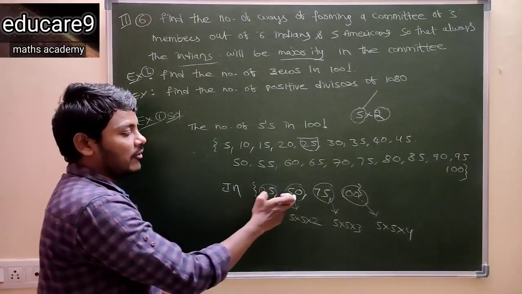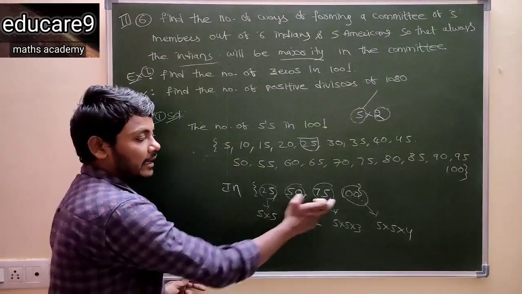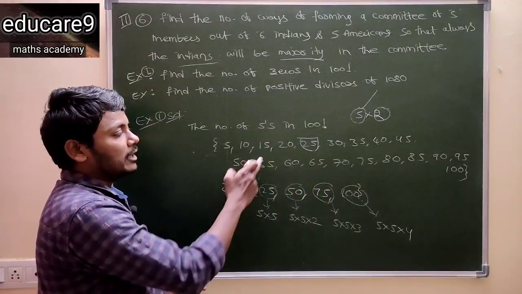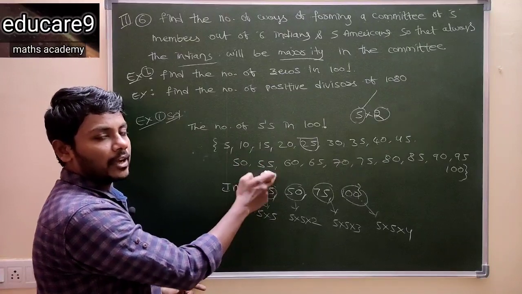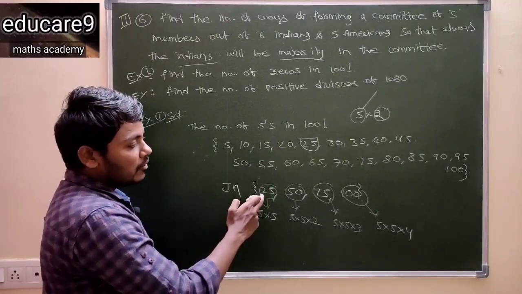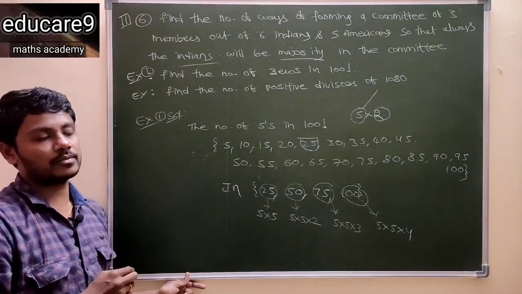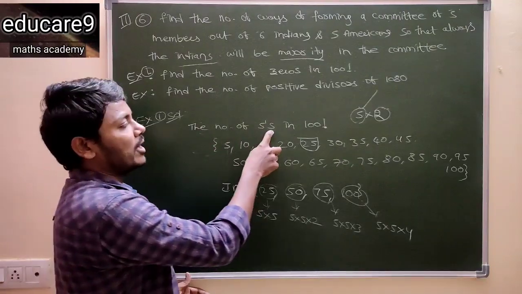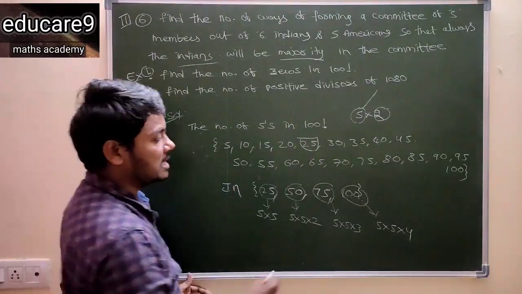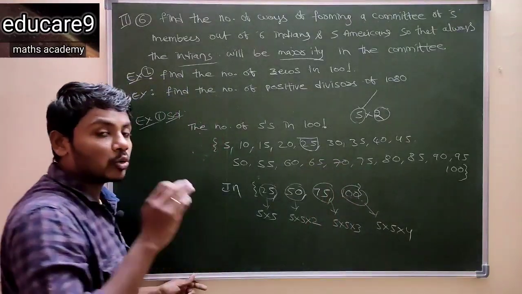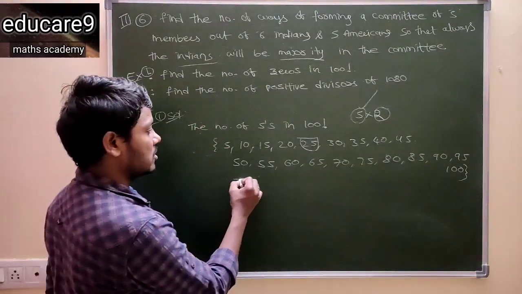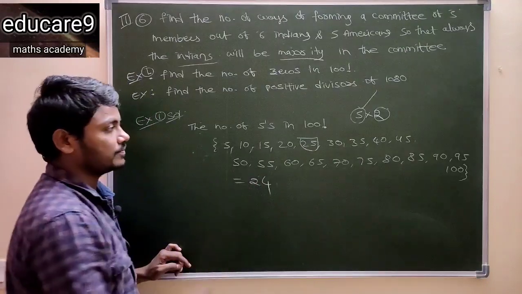Means the total number of 5's is 8 5's. So clearly, a total of 20 5's, and in 4 numbers the 5's are repeated twice. Therefore, how many 5's are there in 100 factorial? 24. So the number of 5's is equal to 24.